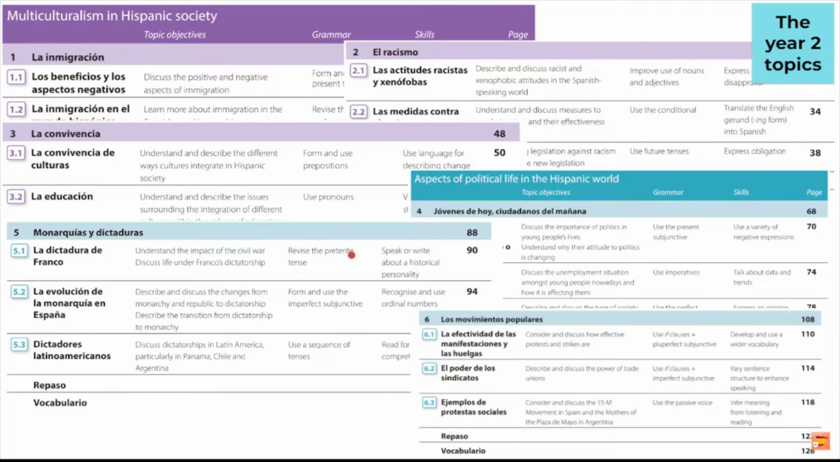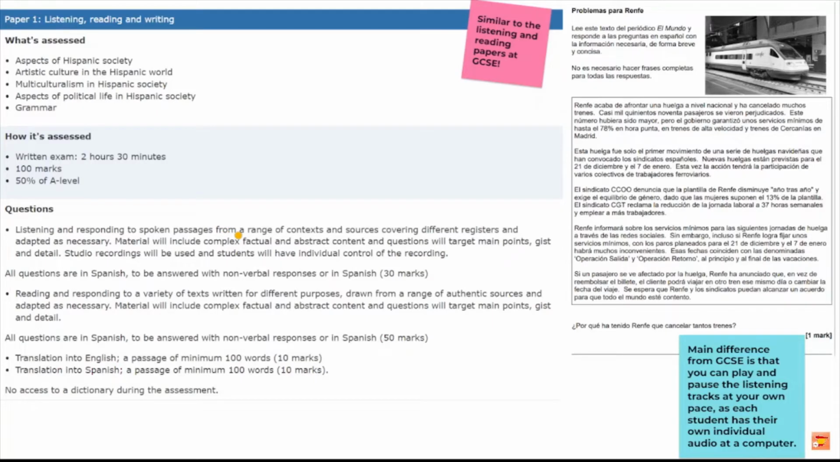Now, moving on to the exams. You will, just like any other A-level, sit the exams at the end of Year 13. There are 3 papers for Spanish. First of all, you have the listening, reading and writing paper. This is a 2-hour and 30-minute paper worth exactly 50% of your final grade. You can think of this paper as a combination of the reading and listening papers at GCSE.